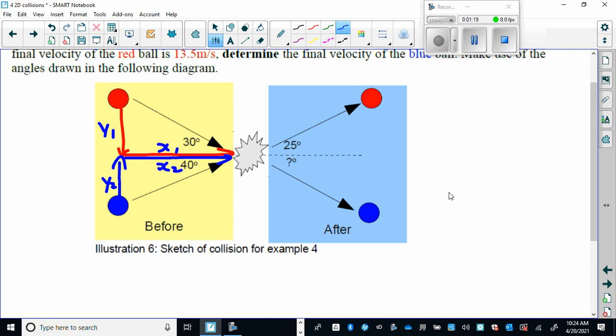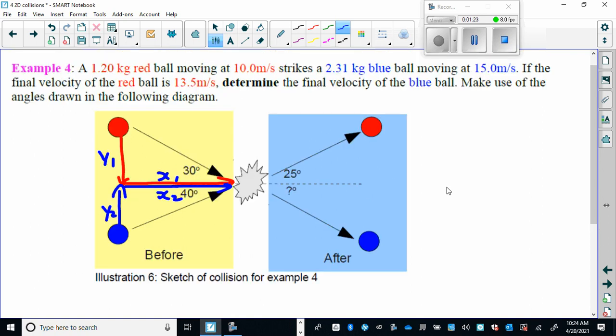Now, one thing to note, however, is here's our diagram. The diagram is a sketch, and it may or may not be true. In this example, we've got a 1.2 kilogram red ball going at this velocity. We've got one that's almost twice as massive, going at a faster velocity. So the momentum of this blue ball is significantly greater than this red ball. Therefore, this red ball goes off here, and this blue ball goes down here.